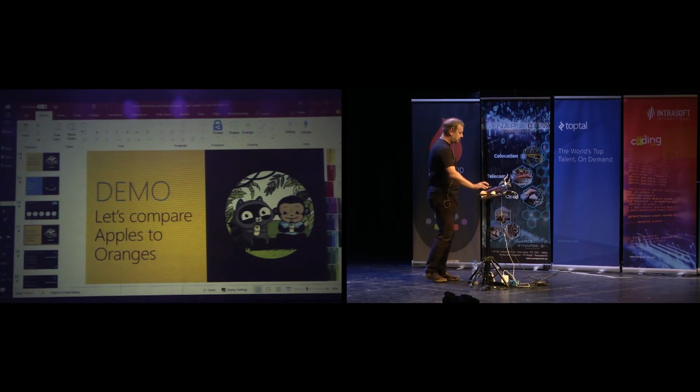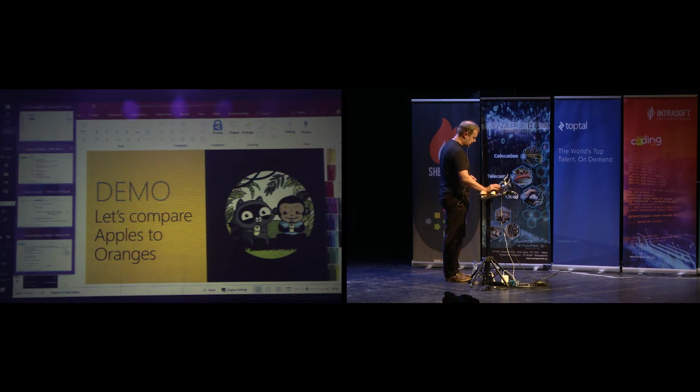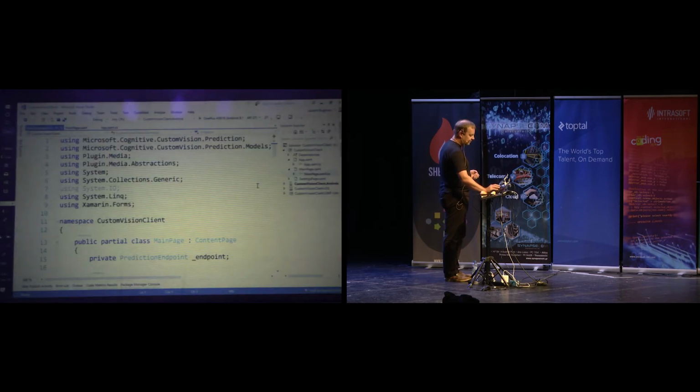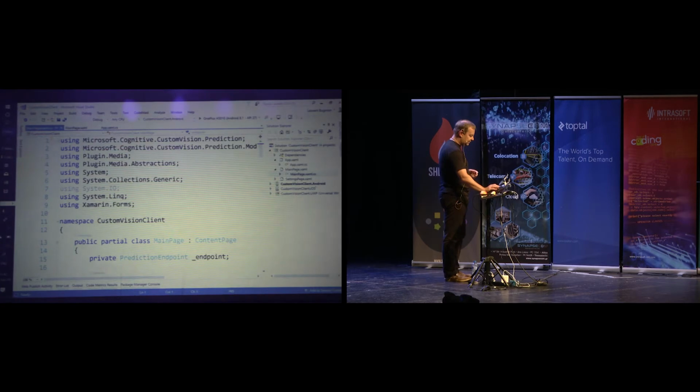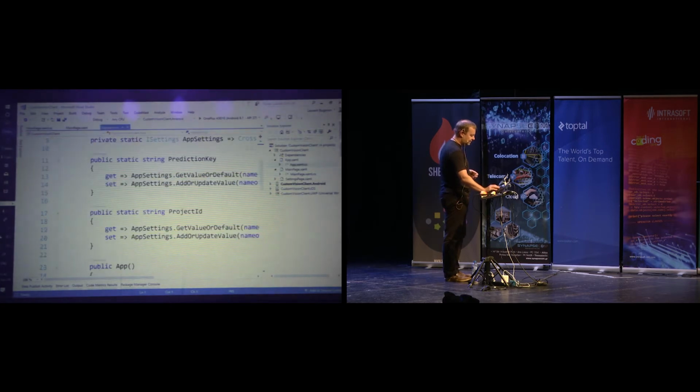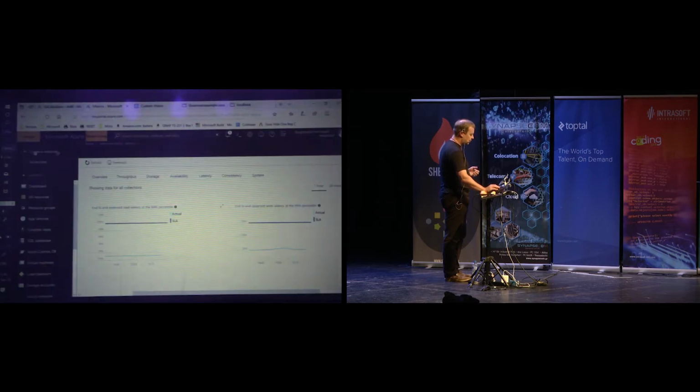So this demo is going to show you again a Xamarin application, okay? And so this is my custom vision client here, which is again running on Android, on iOS, and on Windows without any change. So let's take a look at the code that we have. So the first thing that we can see is that we will need some keys. We need a prediction key and a project ID. So where do I get those from?